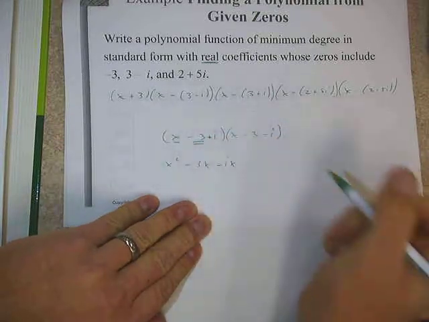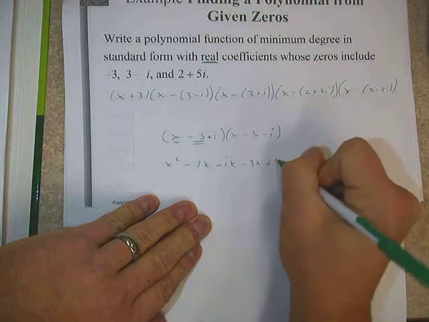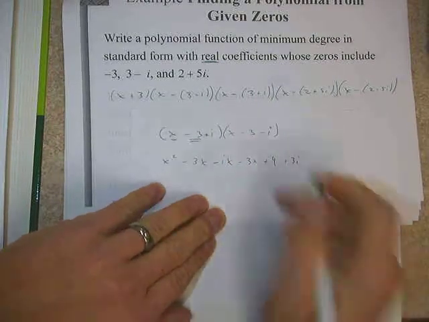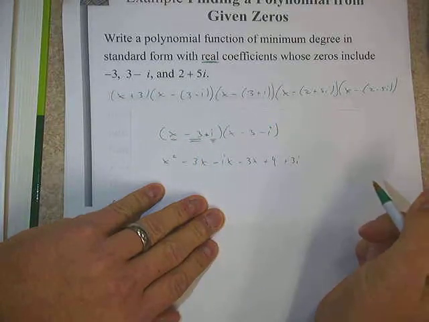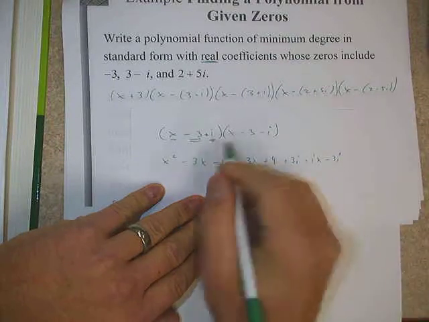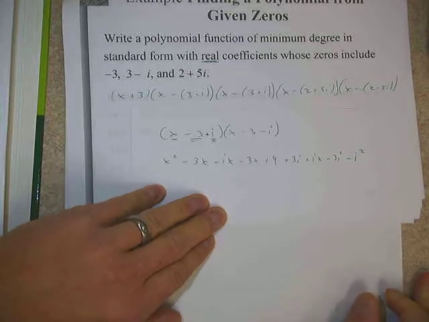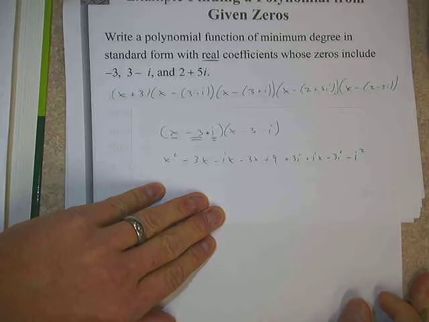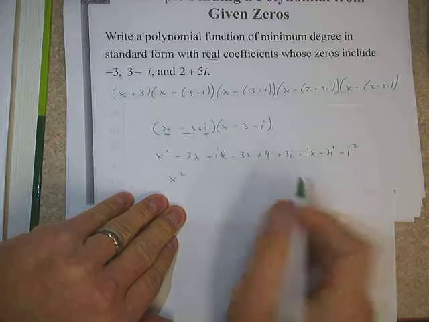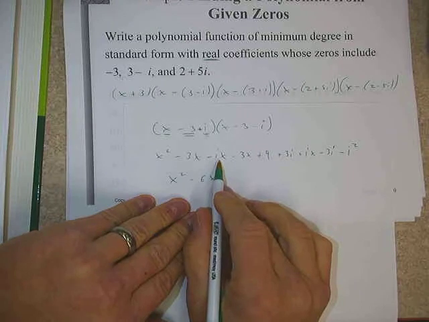So let's start with the x. If we do x times x, that's x squared. If we do x times negative 3, that's negative 3x. If we do x times negative i, we're going to get negative ix. And then we'll do the negative 3 right here. Negative 3 times x is negative 3x again. Negative 3 times negative 3 is plus 9. Negative 3 times negative i is plus 3i. And then finally we'll do the i term. The i times the x is going to be plus ix. i times negative 3 is going to be negative 3i. And then i times negative i is going to be minus i squared. So those would be the 9 terms that we get in this case.